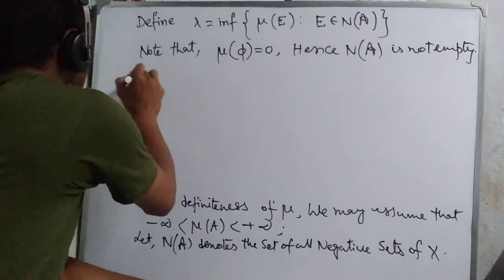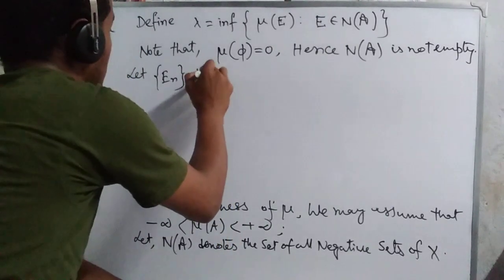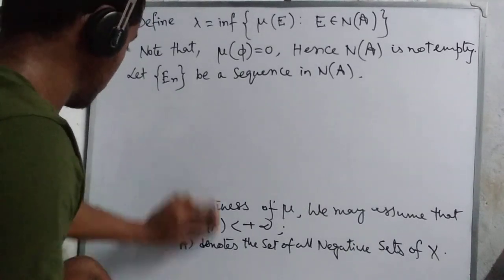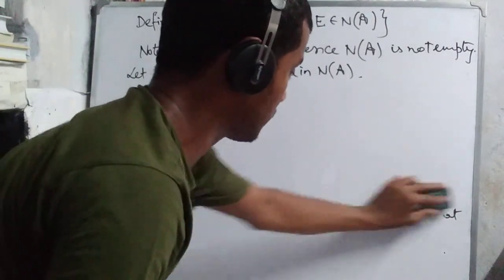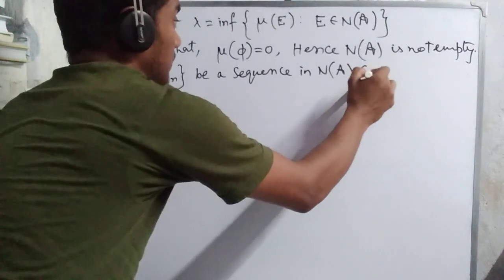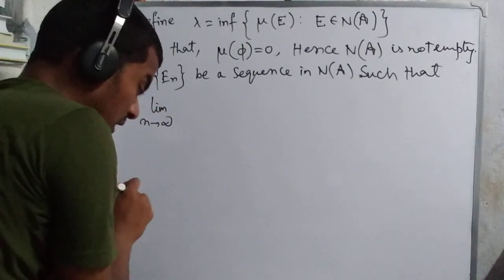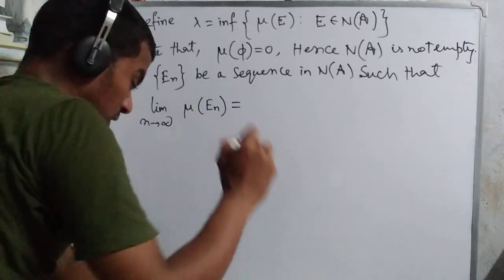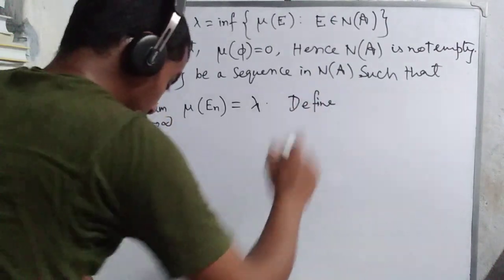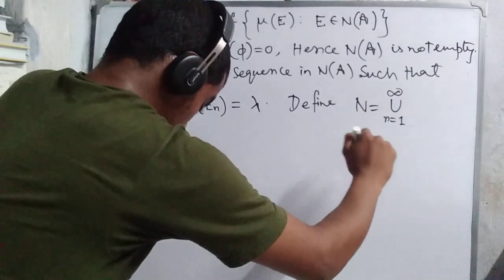Then let E_n be a sequence in N of 𝒜 such that the limit as n tends to infinity of μ(E_n) equals λ, and define N equal to the union of E_n for n equal to 1 to infinity.